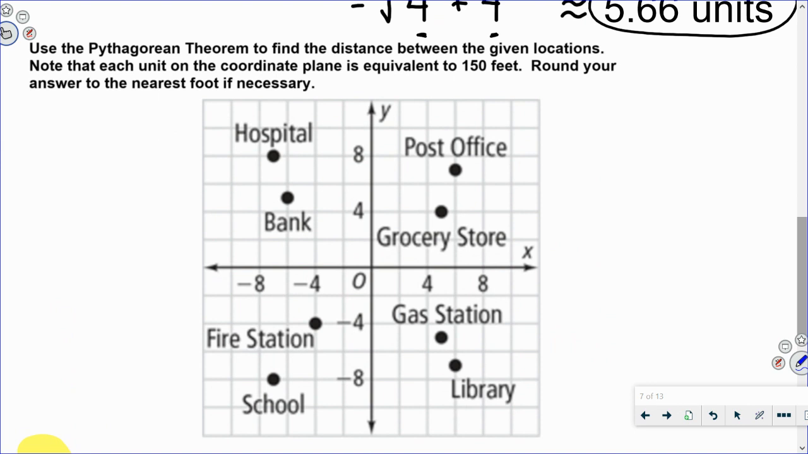Backside says use the Pythagorean theorem to find the distance between given locations. Each unit on the coordinate plane is 150 feet in real life. Round it to the nearest foot. Nearest foot, oh, that's interesting. Nearest foot. Okay, more on that in a minute.